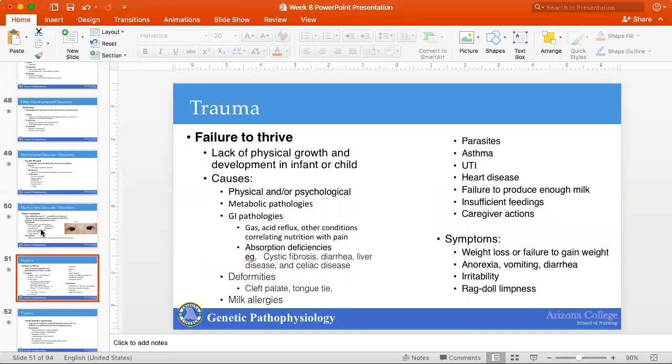Failure to thrive. This is a lack of physical growth and development in an infant or child. You can also sometimes see this in adults as well.